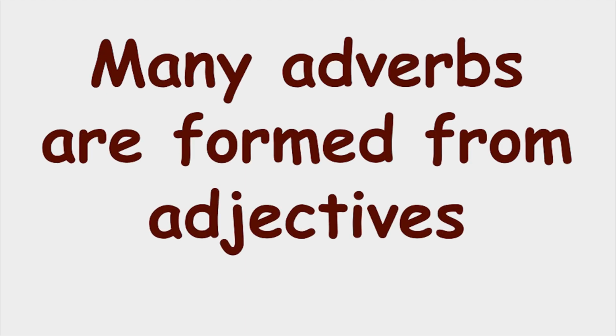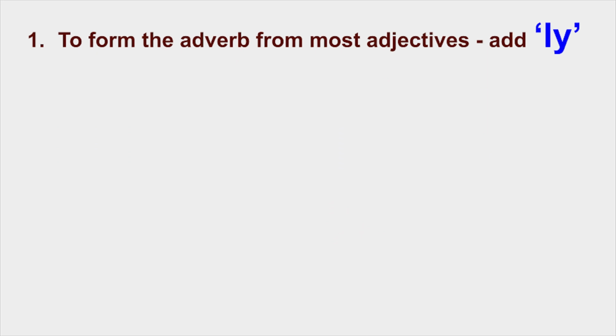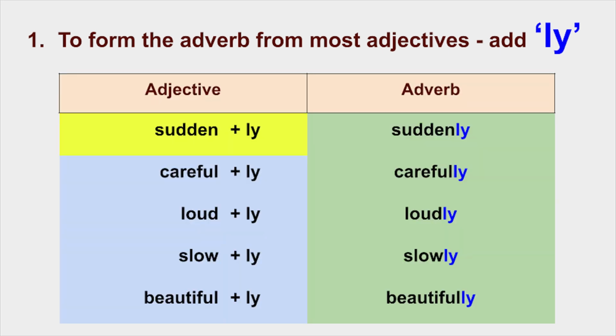Many adverbs are formed from adjectives. Adjectives are descriptive words. Number 1. To form the adverb from most adjectives, we simply add ly to the existing word. For example, sudden becomes suddenly, careful becomes carefully, loud becomes loudly, slow becomes slowly, and beautiful becomes beautifully.